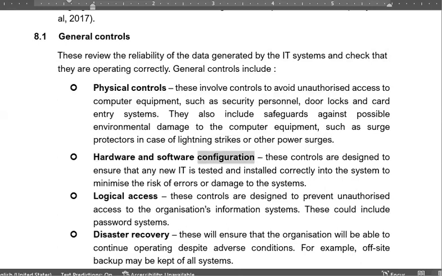Hardware and software configuration. These controls are designed to ensure that any new IT is tested and installed correctly into the system to minimize the risk of errors or damage to the systems. Logical access. These controls are designed to prevent unauthorized access to the organization's information systems. These could include password systems. Disaster recovery. These will ensure that the organization will be able to continue operating despite adverse conditions. For example, off-site backup may be kept of all systems.